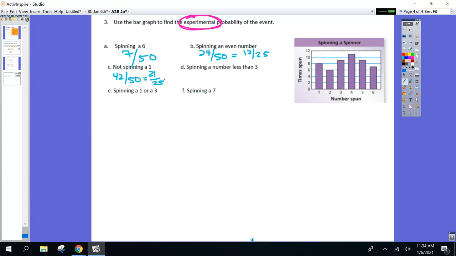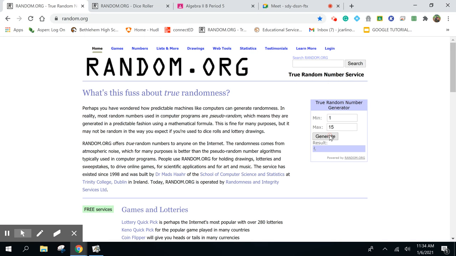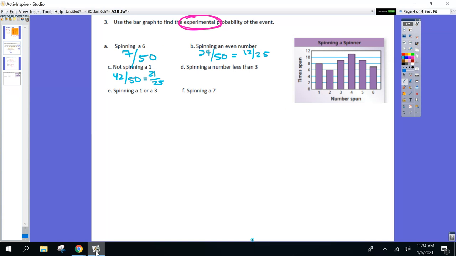Spinning a number less than 3. Spinning a number less than 3. There we go. Hello, Anna. It's 14 out of 50. Darn right it is. I cannot stump you guys. Also known as 7 out of 25.